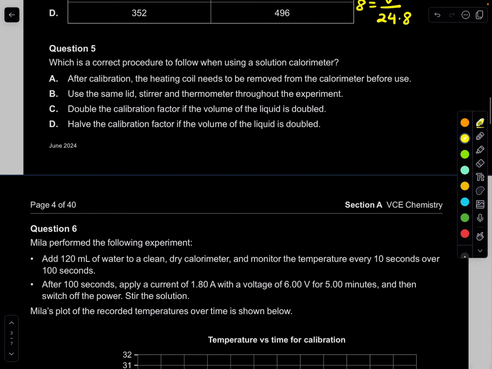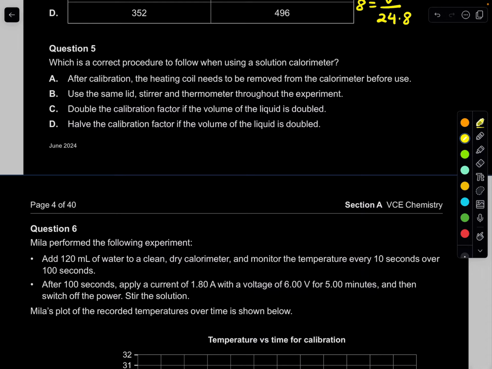Looks good. Question 5. Which is a correct procedure to follow when using a solution calorimeter? A: After calibration, the heating coil needs to be removed from the calorimeter before use. What? Rubbish. You keep that heating coil. Why? Because you need to heat the water, or you need to heat whatever solution that you have.